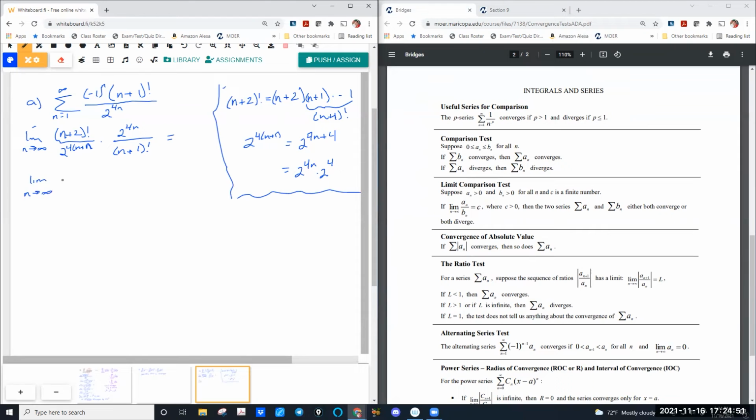So limit as n goes to infinity, n plus 2 times n plus 1 factorial. We know this is going to be 2 to the 4n times 2 to the 4th. And now what it does is it makes our canceling really obvious, right? Now's the fun part. We just start crossing stuff out. N plus 1, 2 to the 4n, 2 to the 4n.